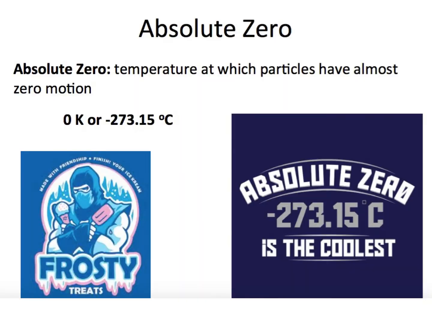So absolute zero is a theoretical construct, and basically it's a temperature at which particles have no motion. Now we're moving towards absolute zero, which is 0 Kelvin or negative 273.15 in the Celsius scale. But basically it's a point at which the particles no longer are in their constant motion.